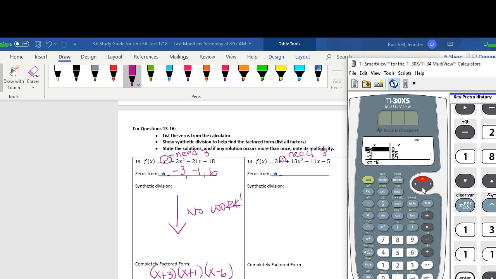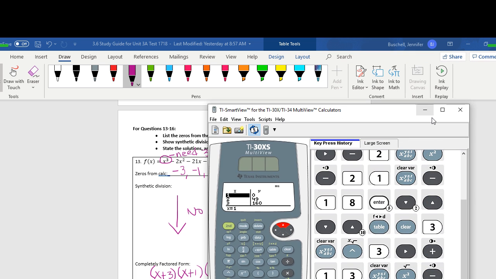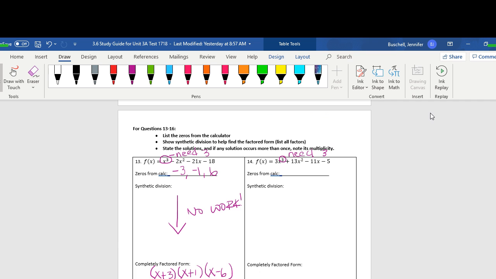Again, looking for when the y values are 0. So here's my first one, -5. I have another x-intercept solution at 1, 0. And if I keep scrolling through the calculator, I'm going to find no more. So the zeros that I got from my calculator are 1 and -5. I do need 3, so I'm going to use synthetic division. I'm going to use my first 0, which is 1, which is going to go in my box.